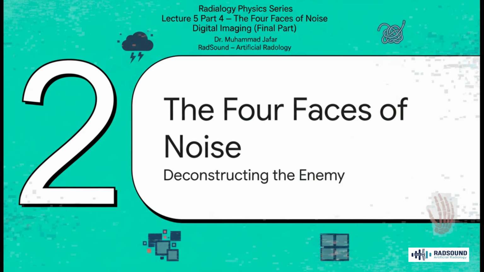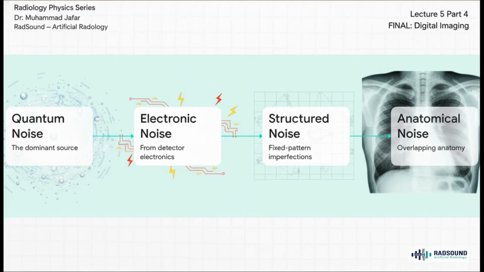Okay, so to fight this enemy effectively, we need to know its different forms. See, noise isn't just one single thing. It actually comes from several distinct sources. So let's deconstruct the enemy and meet the 4 faces of noise. First, and I mean this is the big one, the main event, is quantum noise. This is the dominant source we're battling in our day-to-day work. Then you have electronic noise, which just comes from the hardware itself. Third is structured noise, which is caused by tiny imperfections in the detector. And finally, there's a totally different beast called anatomical noise, which isn't a system flaw at all. It's just the patient's own anatomy, like ribs getting in the way of the lungs.